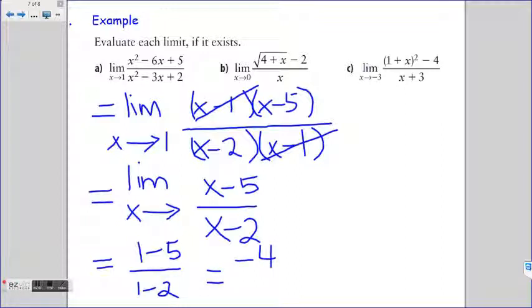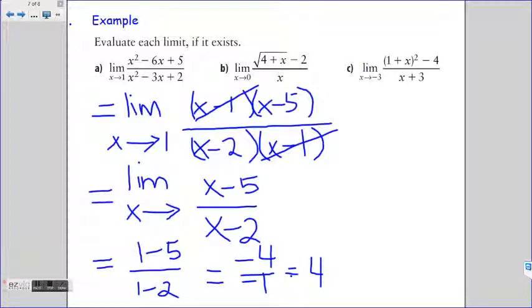Minus 4 minus 1, which is equal to 4. So our limit is 4. Even though originally when we looked at this, we thought, oh, it's going to be 0. Both the numerator and the denominator are going to be 0. But after doing a little bit of algebra, we come up with 4.